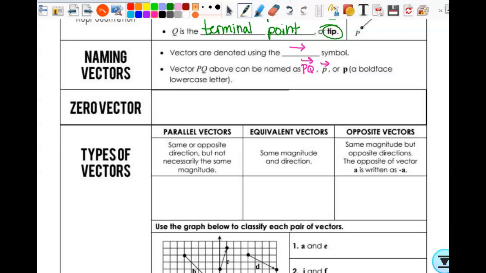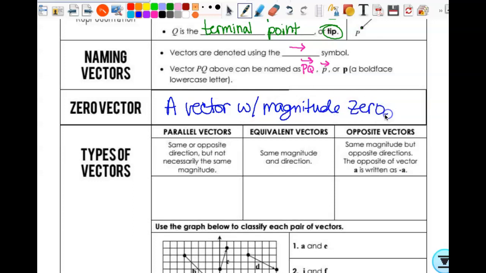Then we have what's called a zero vector, and a zero vector is a vector with magnitude 0. So vectors give you distance and direction. They do not give you location. Ordered pairs give you a location, or a point gives you a location, but a vector is just distance and direction, and it could literally be anywhere.